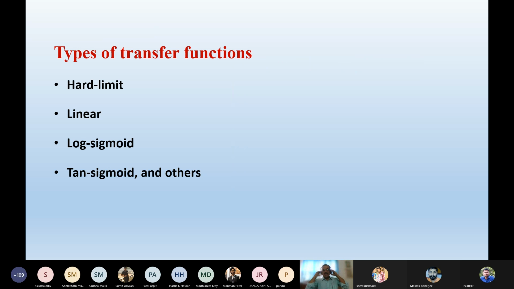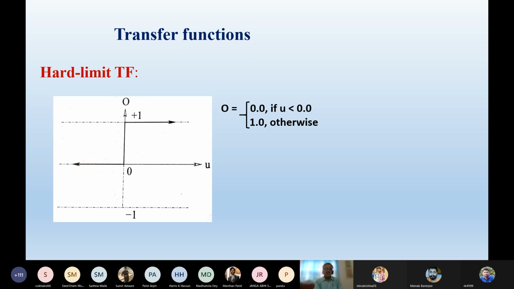Now, if you see the literature, we use different types of transfer function. For example, say hard limit transfer function. We use linear transfer function. We use log sigmoid transfer function, tan sigmoid transfer function, or any other non-linear transfer function. So I'm just going through the different types of transfer function which are generally used in artificial neural networks. I'm just going to start with a hard limit transfer function. So this is the hard limit transfer function.